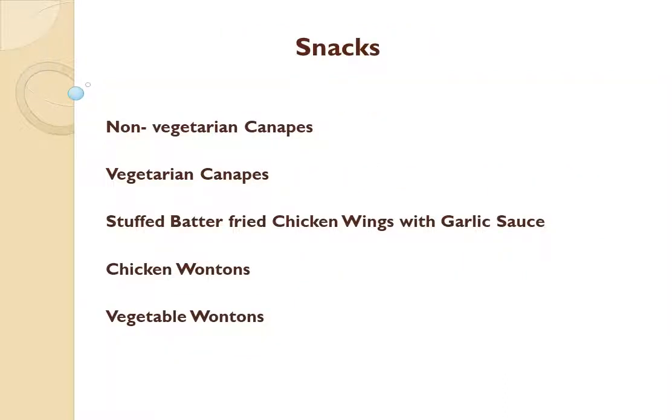Sometimes the guests don't want to have any kind of burger or pizza or sandwiches. Rather than that, the guest wants to have something which is light. So in that case we can suggest to the guest: non-vegetarian canapes, vegetarian canapes, stuffed batter fried chicken wings with garlic sauce, which is a type of Chinese snack, chicken wontons, and vegetable wontons. What are wontons? Wontons are basically a kind of dim sum; in general terms we can call them a type of momos only.